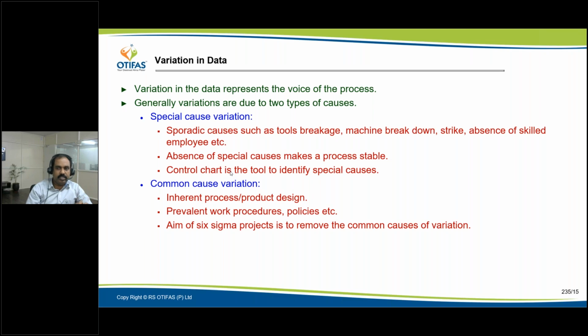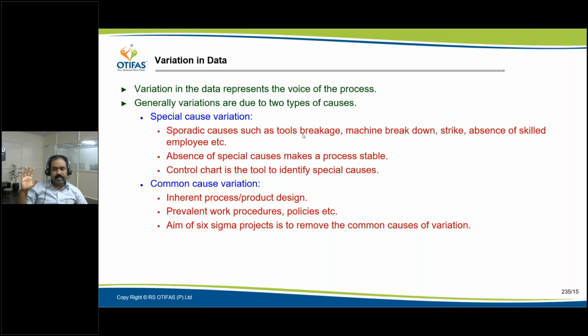We are using this control chart to find out special cause variation, for example, a tool breakage. If you are regularly using a control chart, you will come to know that things are going above the control limits. That means something is going to happen with this process. Now you can check the tool, maintain the machine, so that it will not go to the specification limit. Control limits and specification limits are different. You will always find control limits are lesser than the specification limits.